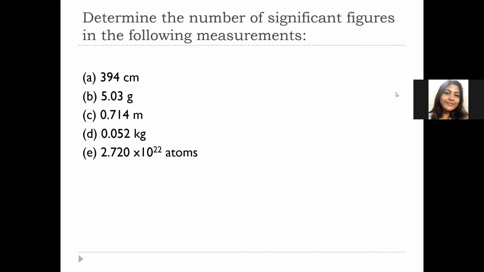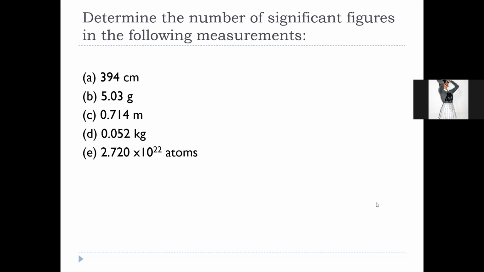Next, let's have Fatima. Fatima, sa letter C, how many significant figures are here? 3 po, ma'am. Ilan? 3 po. Tatlo. Okay, very good. Again, leading zero class is not considered significant. So we only have 1, 2, and 3. 3 significant figures. Who else?